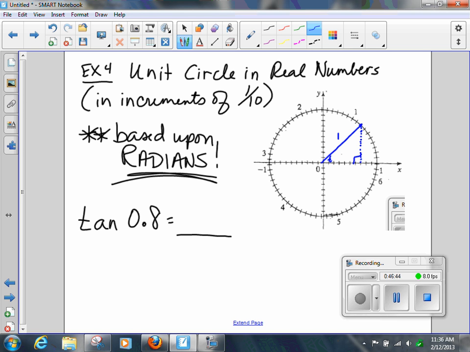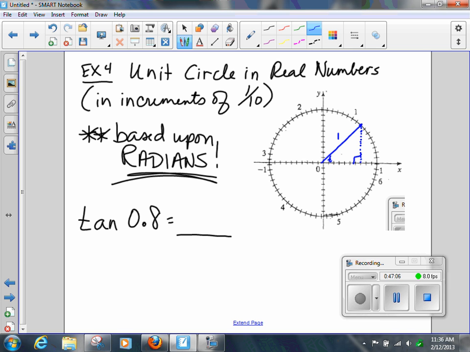Why is it the adjacent? Because I got the little tick marks there on the x-axis, don't I? All right, so let's count across. 1, 2, 3, 4, 5, 6, 7. Do you guys have about 7? Is it going to be straight up 7 or something different?